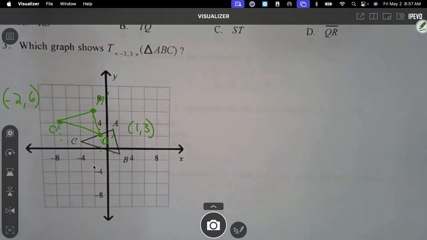This ordered pair right here is over 1 and up 3. Okay, so subtract 3 from that number, you get -2. Add 3 to that number, you get 6. The ordered pair -2, 6, left 2, up 2, 4, 6 is right there.